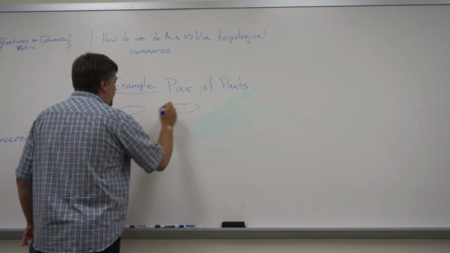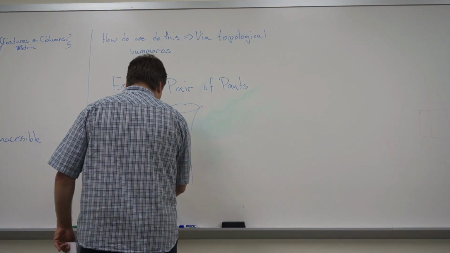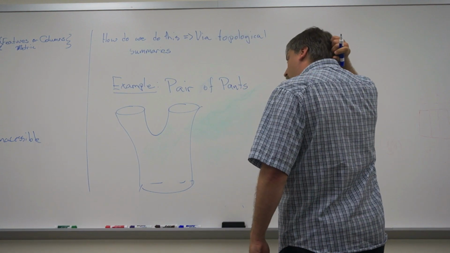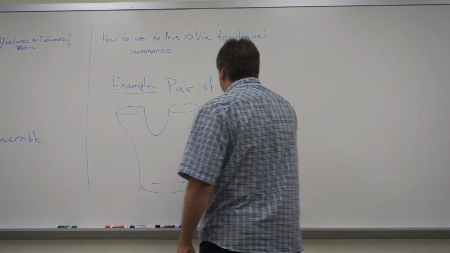So here's my pair of pants, and yes, they are upside down. That's just how I draw them. So we have our pair of pants here. How am I going to create my summary? We do that with what we call a lens.